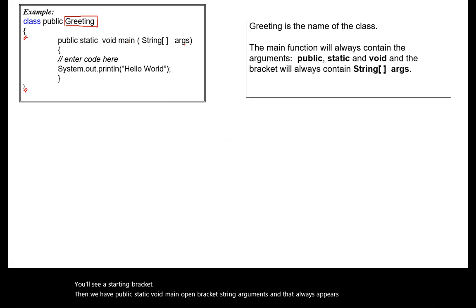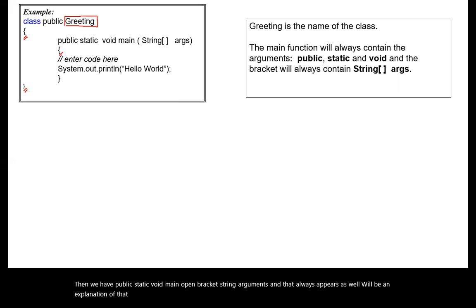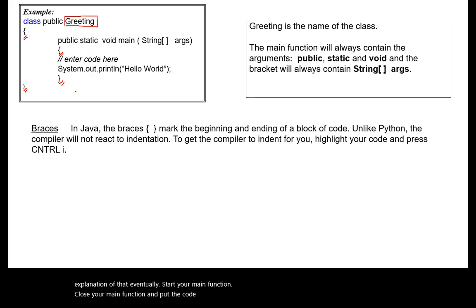There'll be an explanation of that eventually. Start your main function, close your main function, and put the code inside those brackets. So these brackets or braces mark the beginning and end of a block of code. So the start of the class is matched with the end of the class. The start of the main function matched with the end of the main function.